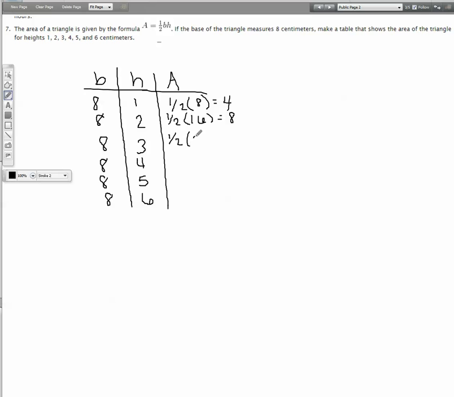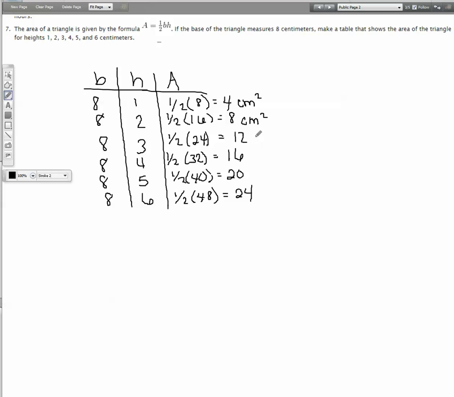And we have half of 24, which is 12. We have half of 32, which is 16. Half of 40, which is 20. And half of 48, which is 24. And don't forget, you probably should have centimeters squared for the area for each of these. So I'm just going to go ahead and add that in real quick, because units are important.